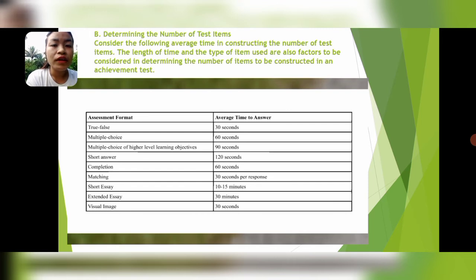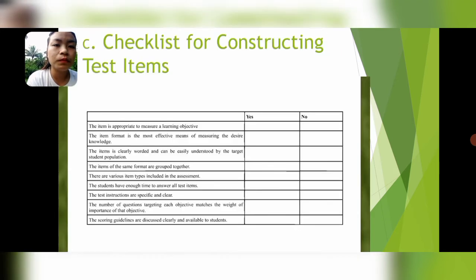In true or false, 30 seconds is the average time. Multiple choice, 60 seconds. Multiple choice of higher level learning objectives is 90 seconds. Short answer is 120 seconds. Completion, 60 seconds. Matching, 30 seconds per response. Short essay, 10 to 15 minutes. Extended essay, 30 minutes. Visual image, 30 seconds.